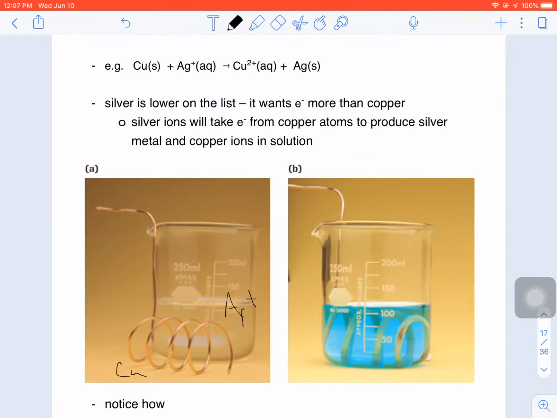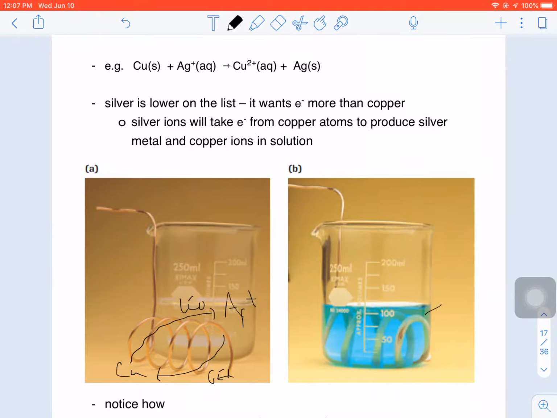And what's going to happen is the copper is going to lose electrons to the silver, and the copper will be oxidized, and the silver will be gaining electrons from the copper. So the copper is being oxidized. The silver is gaining electrons, and the copper is losing electrons.